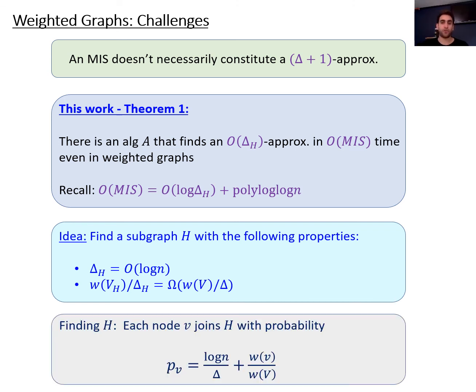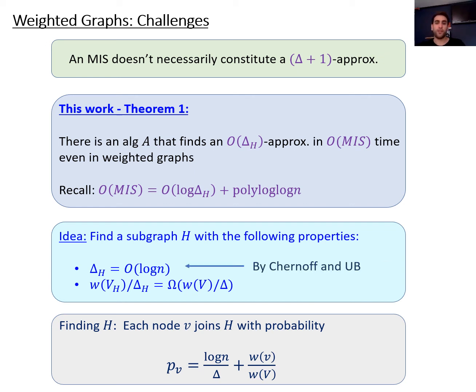And the same sampling procedure from the unweighted case doesn't work, and there are counterexamples, but it turns out that it suffices to boost the sampling probability for a node V by a factor of the weight of V over the total weight of nodes in the graph. By this boosting, we can show that we have a subgraph H with these two properties. And the way we prove it is as follows.